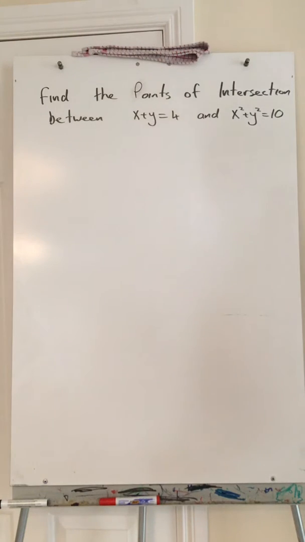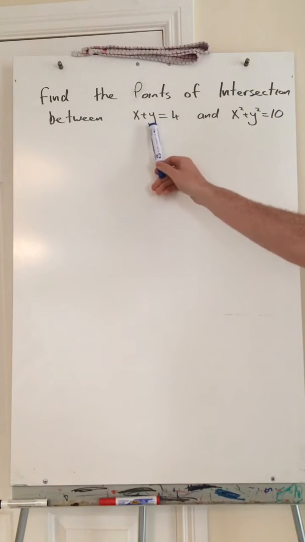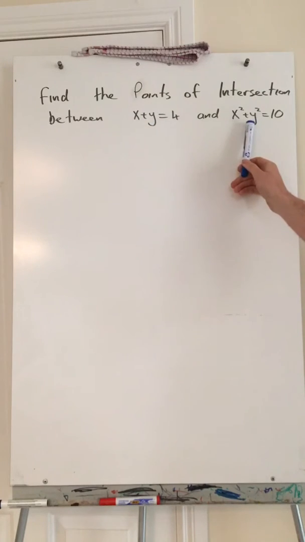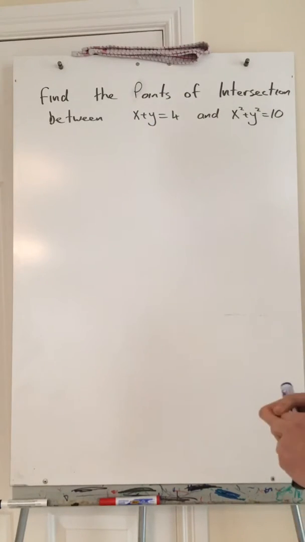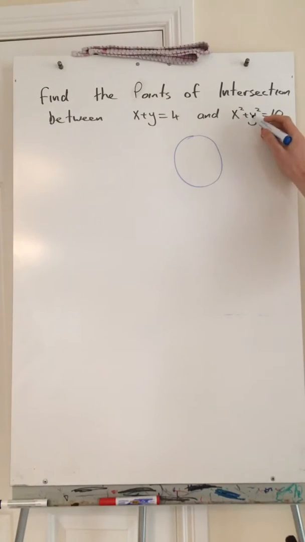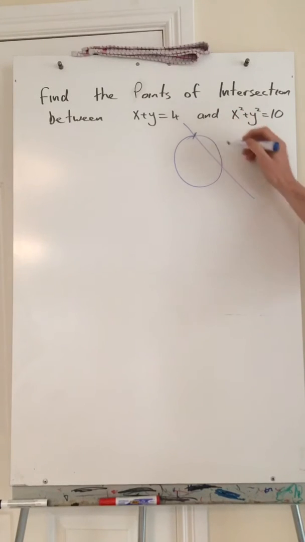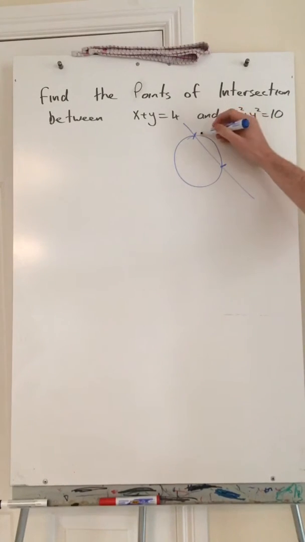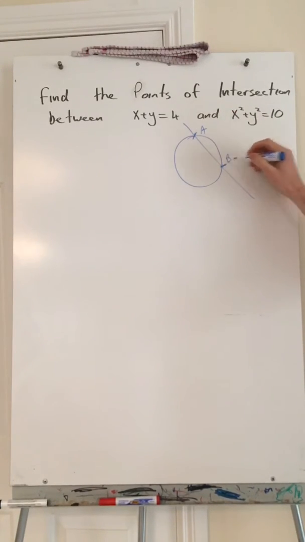Okay, so in this video we're looking at finding the points of intersection between this, which is clearly a line, and this, which is clearly a circle. If I was to draw a picture, here's my circle, and maybe my line looks like that. What we want to do is find the points of intersection.